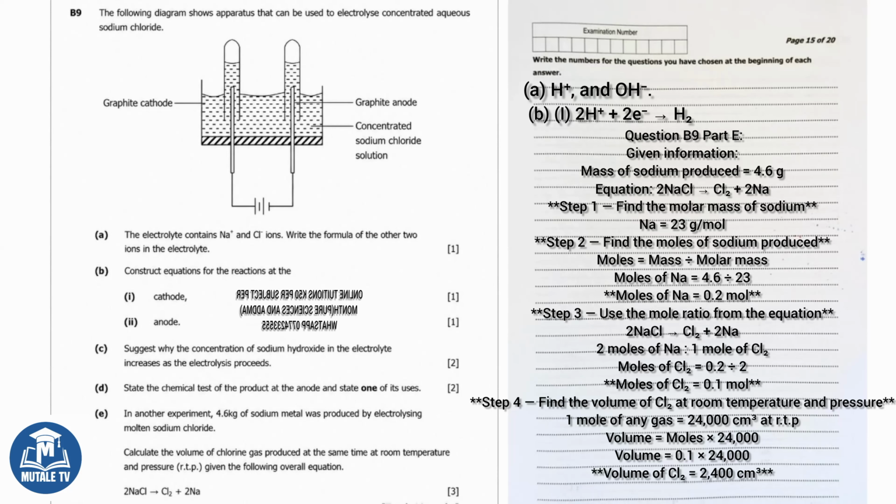At room temperature and pressure, 1 mole of any gas occupies 24,000 cm³. Volume of Cl2 equals 0.1 times 24,000 equals 2,400 cm³. That gives you your 10 marks for question B9.